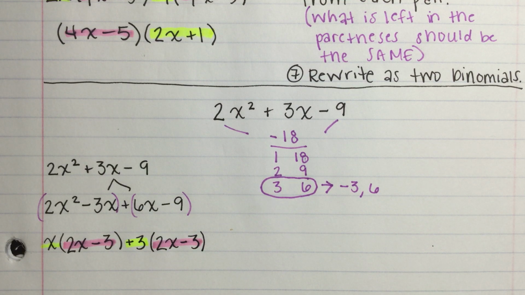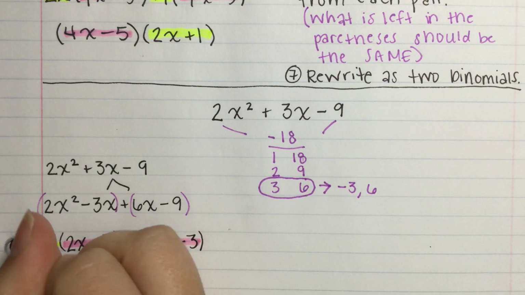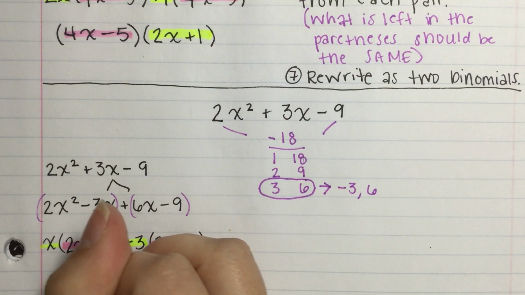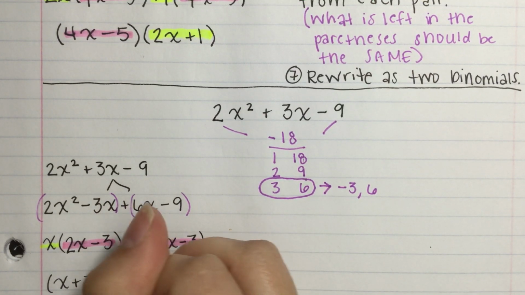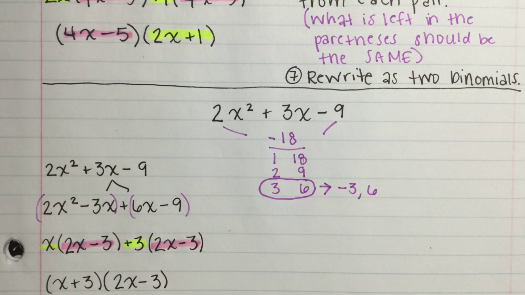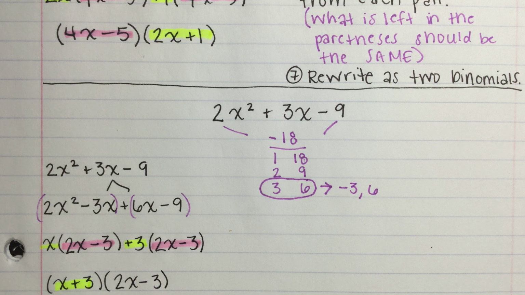So my final step is to rewrite this. I'm going to have x plus 3 and 2x minus 3. And that would be my final answer. Now, the question that I get most often with this is, do I have to do it in that order? And no. So that's why I said I'm going to do this twice.